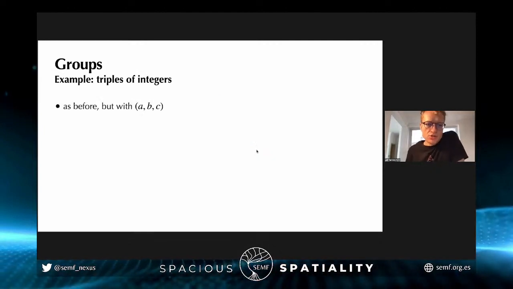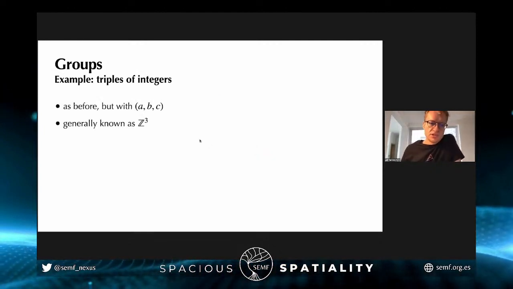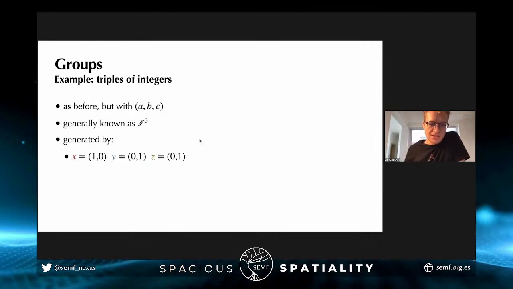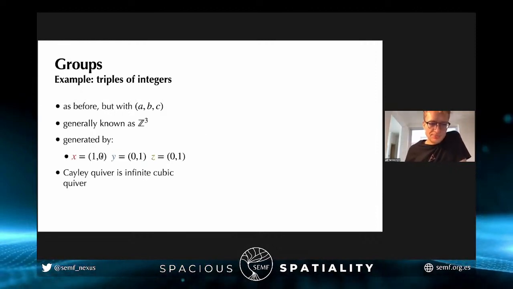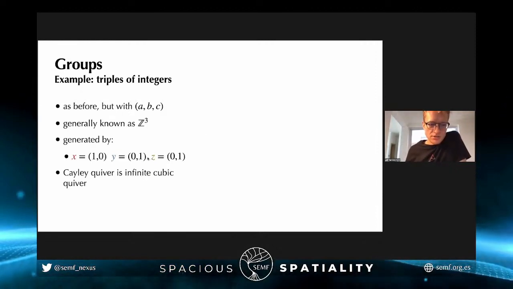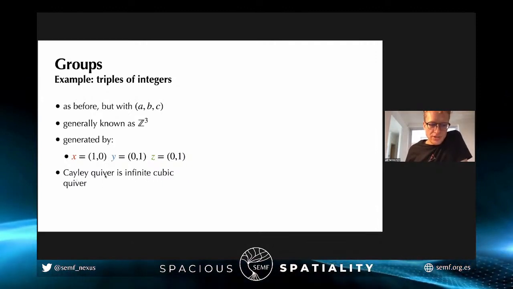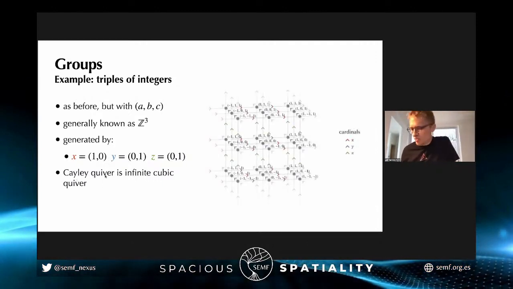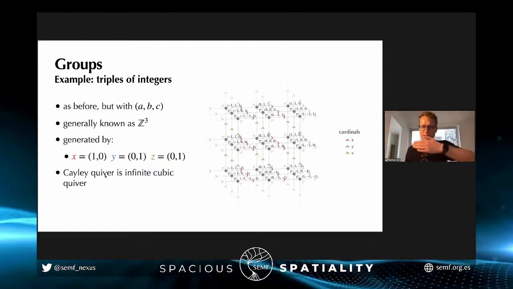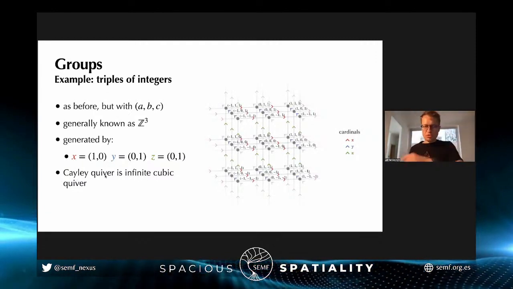Lastly, we're going to look at triples of integers. So just the same as with the pairs, we have three generators. Sorry, this should read (1, 0, 0), (0, 1, 0) and (0, 0, 1). Just an error. The Cayley quiver is sort of an infinite cube where, again, you go into the screen or you go up or you can go right.